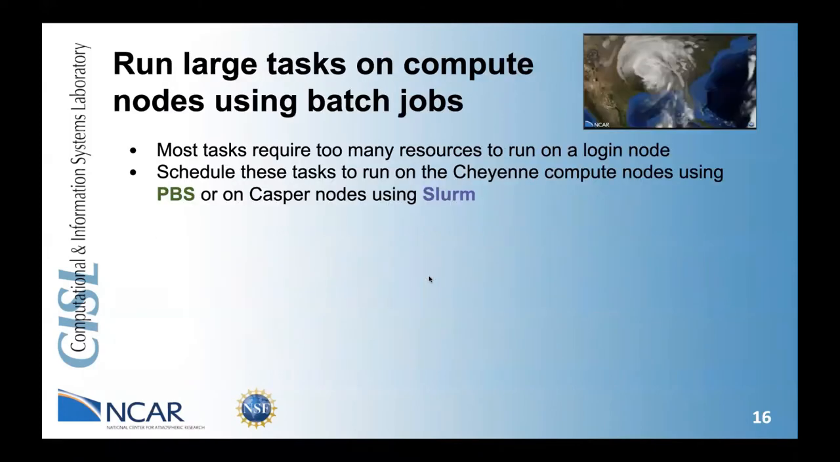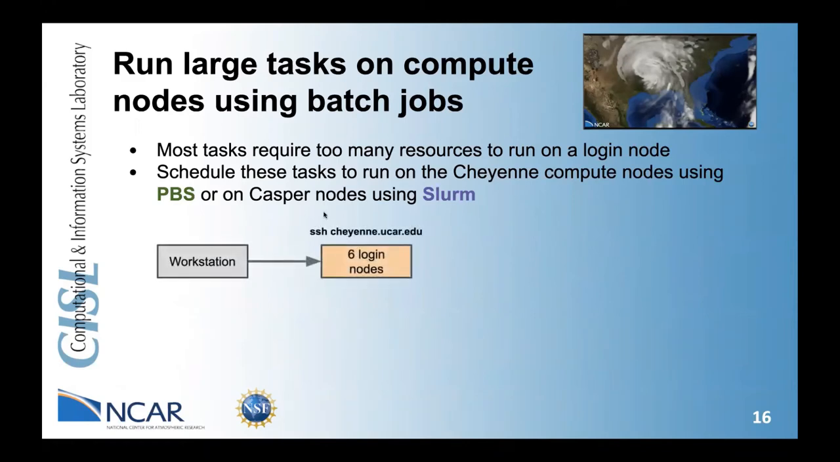Okay, so if you're running a large task, like running a big model or something, you want to be doing it on the batch nodes I just mentioned. So on Cheyenne, you would schedule these via the PBS scheduler, or on Casper, you would schedule this type of work via the Slurm scheduler.